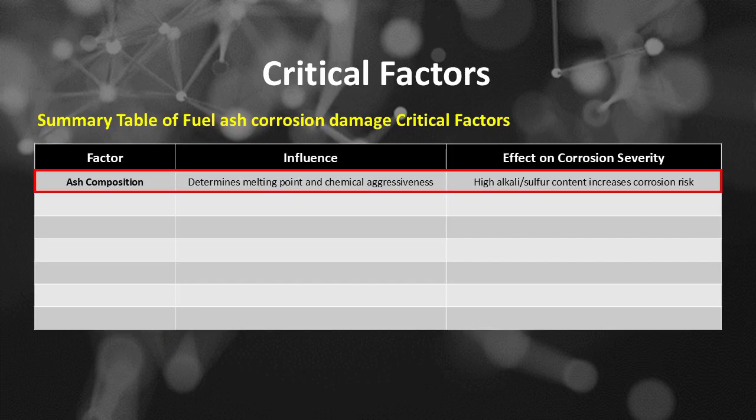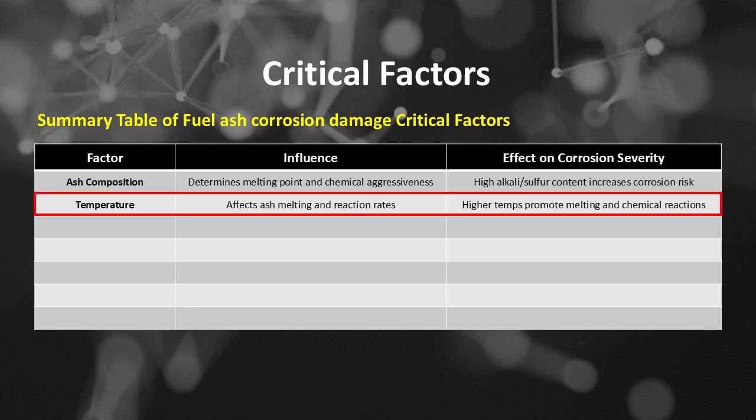Summary table of fuel ash corrosion damage critical factors. If the critical factor is ash composition, its influence determines melting point and chemical aggressiveness, then its effect on corrosion severity is that high alkali or sulfur content increases corrosion risk. If the critical factor is temperature, its influence affects ash melting and reaction rates, then its effect on corrosion severity is that higher temperatures promote melting and chemical reactions.